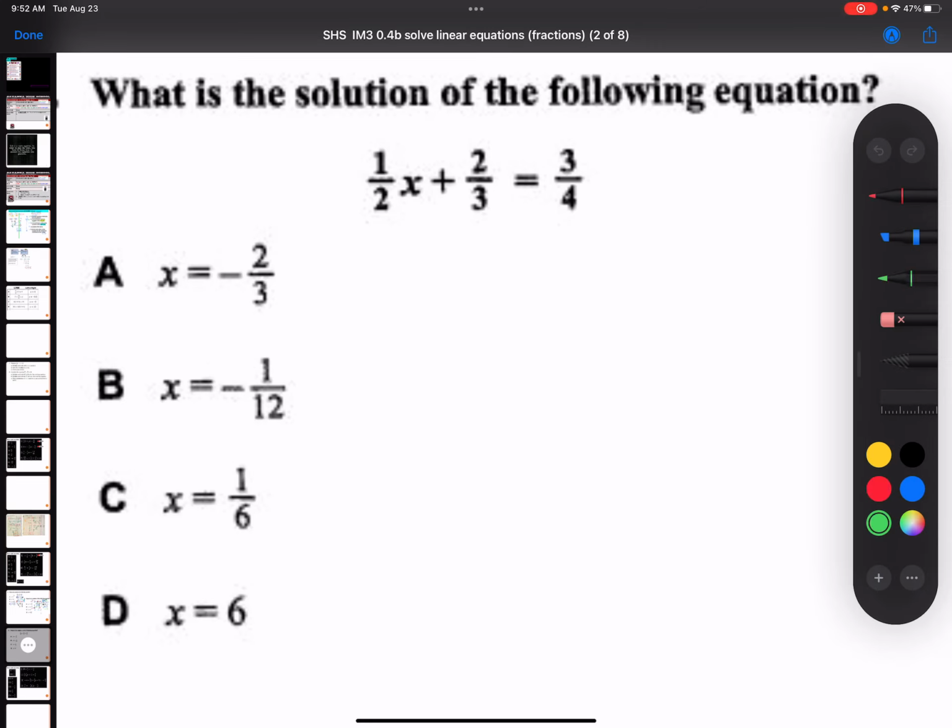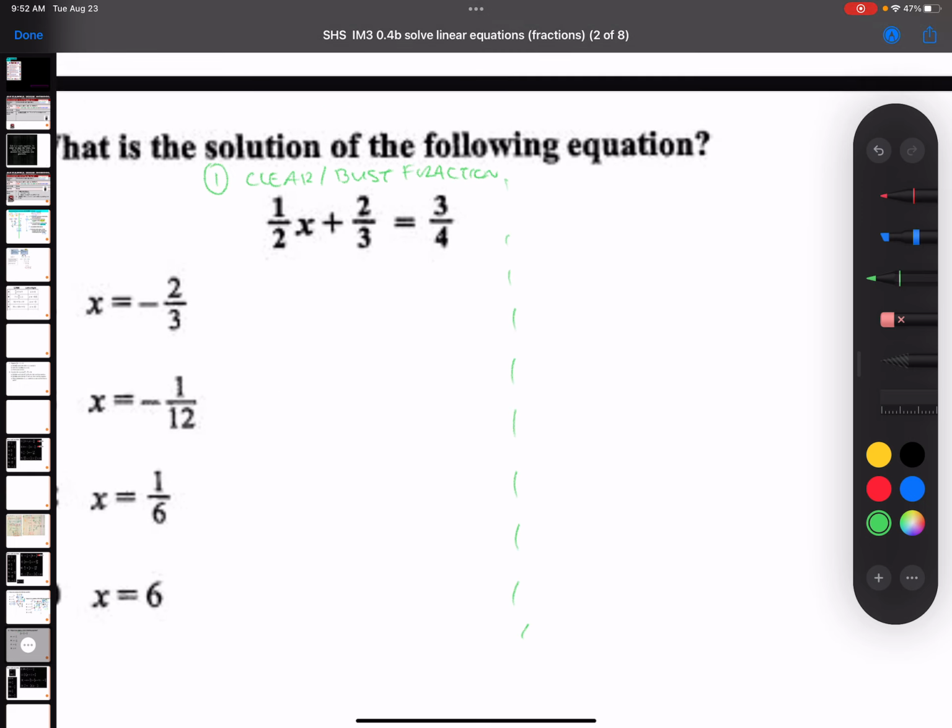All right, so I'm going to show you guys both ways. You can multiply both sides. That's called clearing or busting the fraction. Bust the fraction, that's one way, okay? Don't copy both, just figure out which one makes sense to you. The second one is just making sure everything has the LCD, okay? So you watch, and then you pick, okay? Let's do this.